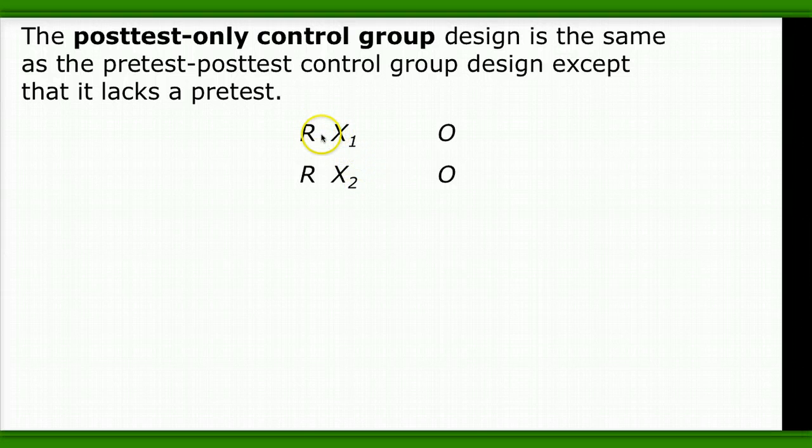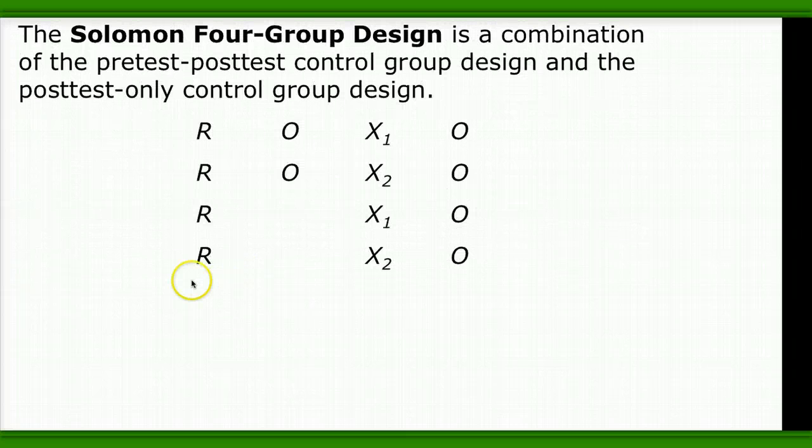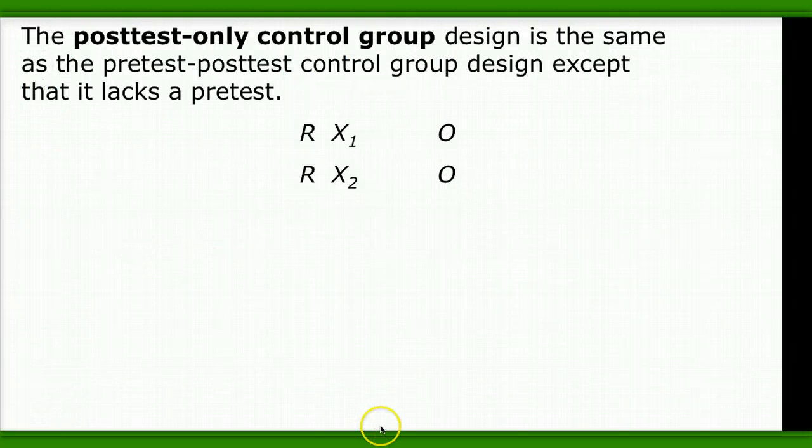There's no pretest, so no O noted here. One intervention and traditional or no intervention for the second group, the control group, and a post-test. This controls for all extraneous variables except mortality.